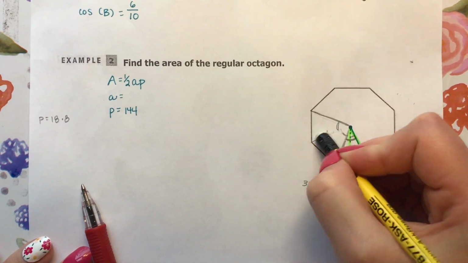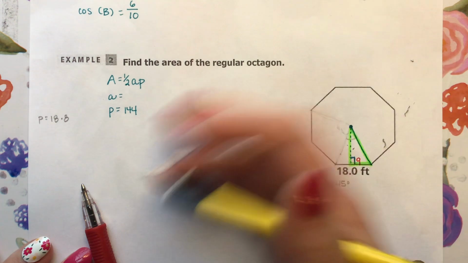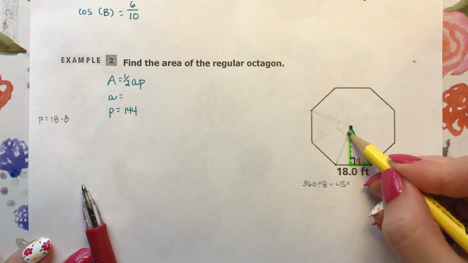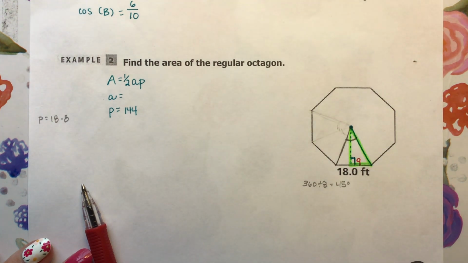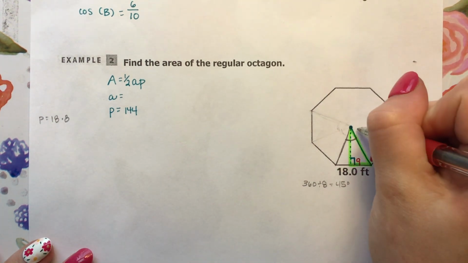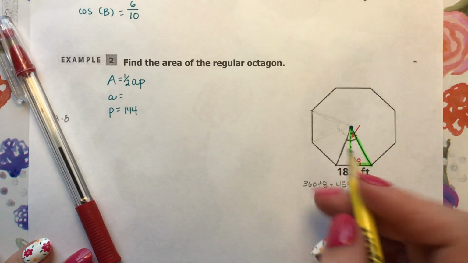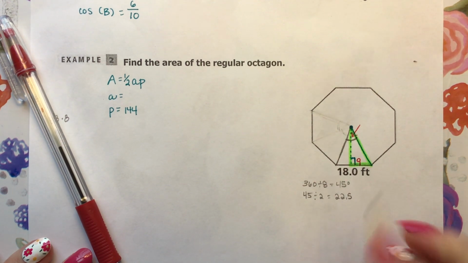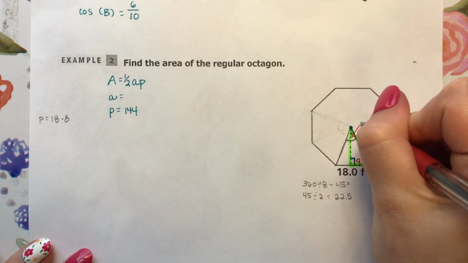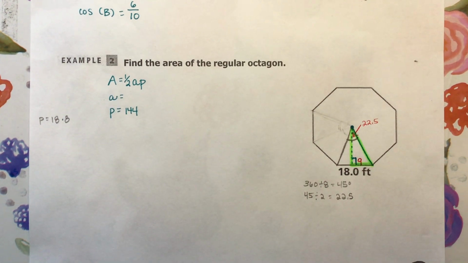So I'm just going to get rid of some of this extra stuff because that was just so you could see what I was doing. If the whole value of that angle measure from here to here is 45, but I only want to know that small section of it right there, I'm going to take 45 and divide it by 2. So I have 45 divided by 2, which is 22.5. So now I know quite a bit about this triangle. I know it's a right triangle, and I'm just trying to calculate the apothem.